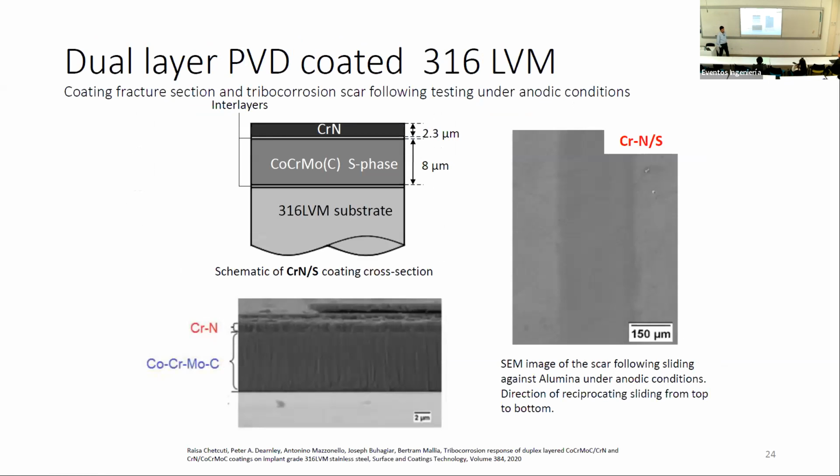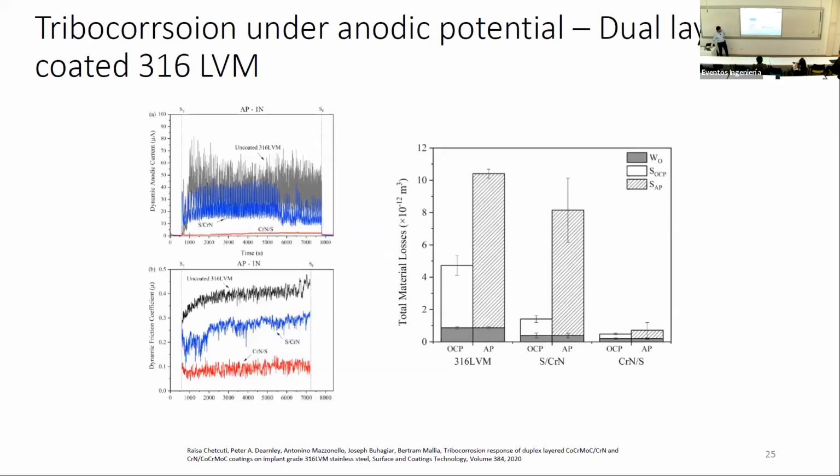Then we went to this other strategy where we deposited a dual layer coating, cobalt chromolybdenum carbon followed by chrome nitride. We did similar testing for 2 hours, and now that is the SEM image after the test. And you can see that after the test, very little loss was incurred by the chrome nitride. So this was quite promising.